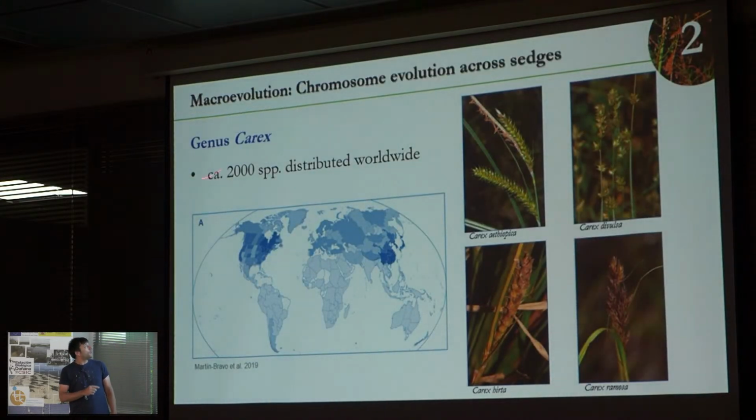So I'm going to focus now on the microevolution in genus Carex. So this genus is very large. It's probably the third one with more species in the angiosperms. It has a worldwide distribution, but is especially rich in the temperate areas of the northern hemisphere.